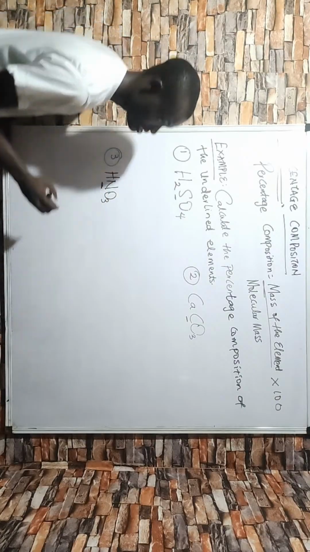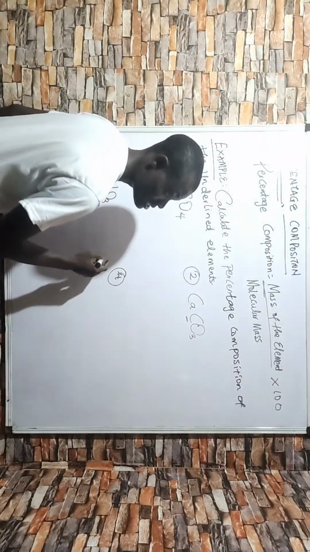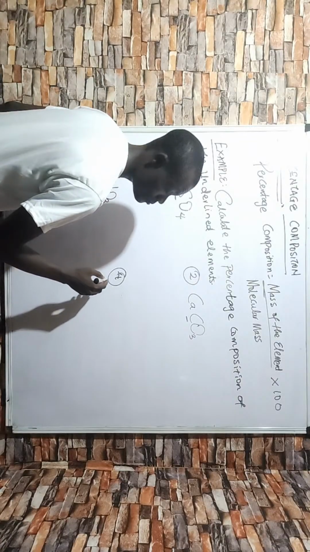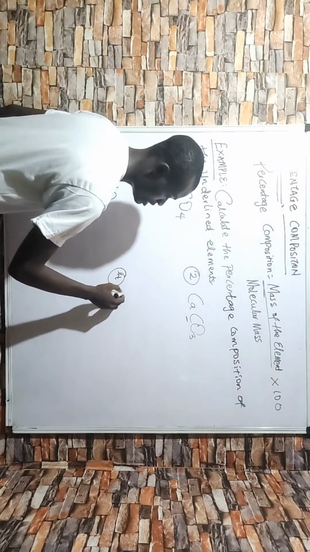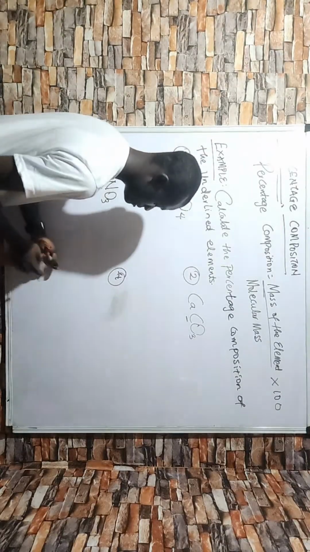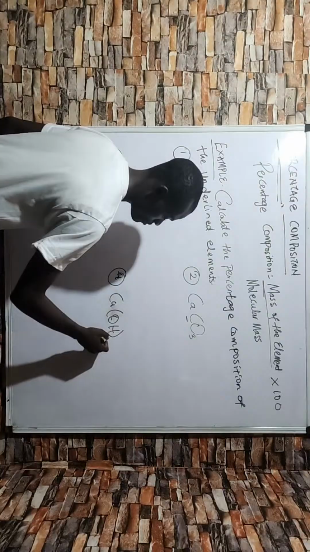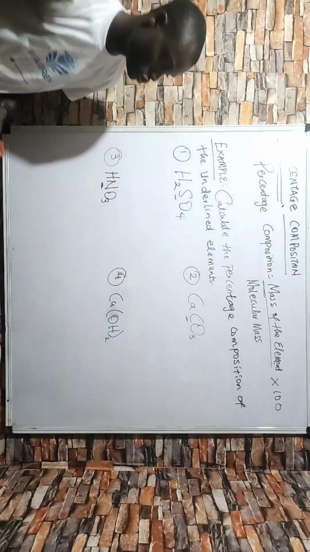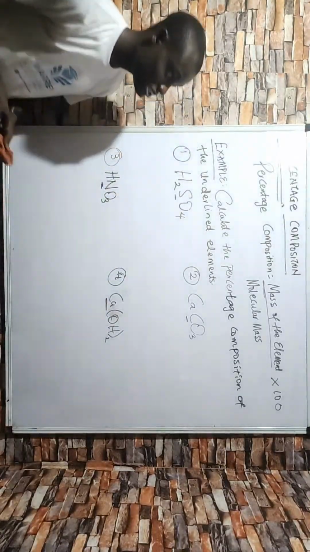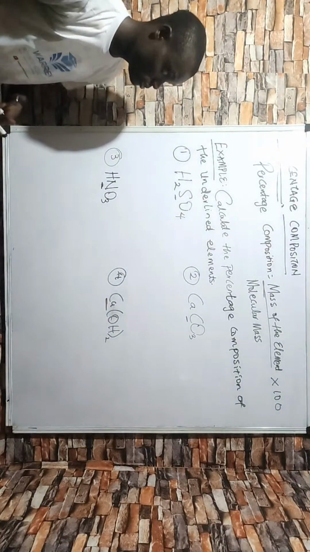Okay, we are going to take this. And then in our 4th example, let's take a look at a compound that has a bracket. Okay, let's take a look at calcium hydroxide. So we are going to use this for example. So we are calculating the percentage composition of calcium in this case. So we are going to take a look at this just to understand how to calculate the percentage composition.